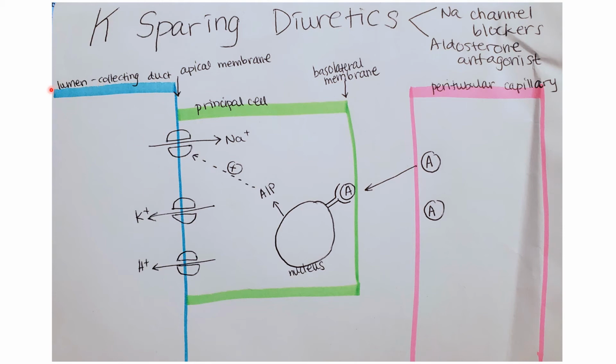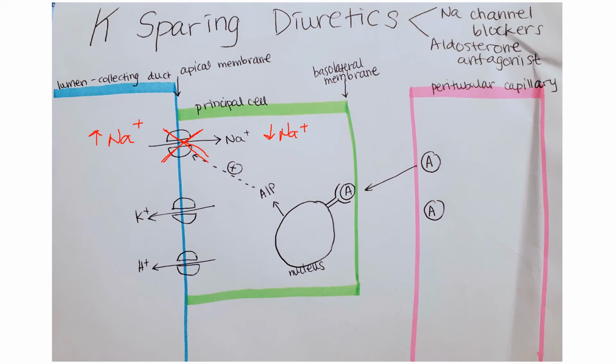So when our sodium channel blockers reach this region, this is where their site of action is, in the late distal convoluted tubule and mainly the collecting duct. What they actually do is they block the epithelial sodium channels, and therefore sodium is not reabsorbed, meaning that sodium is excreted into the filtrate. So we increase the concentration of sodium here in our filtrate inside the tubule because we've blocked this channel, and we decrease the concentration of sodium inside our principal cells, alright?